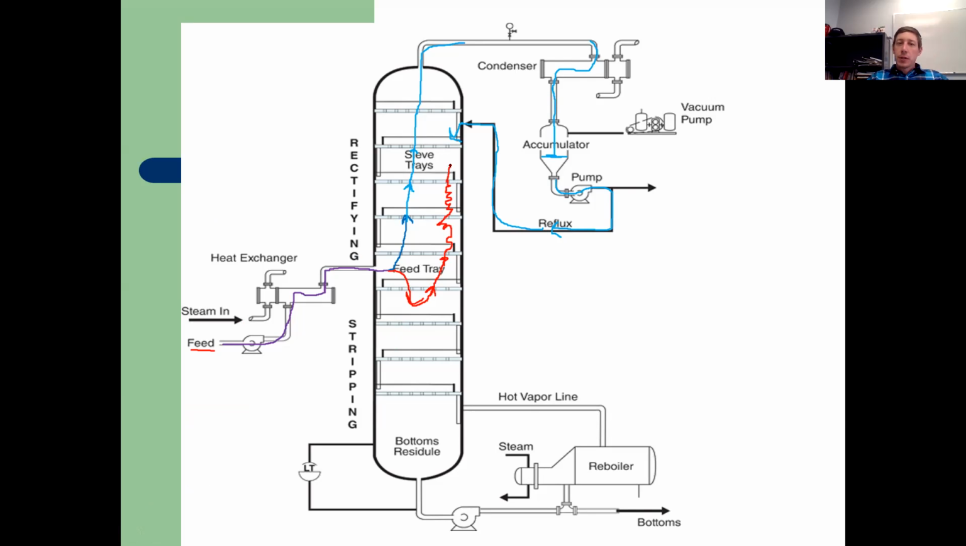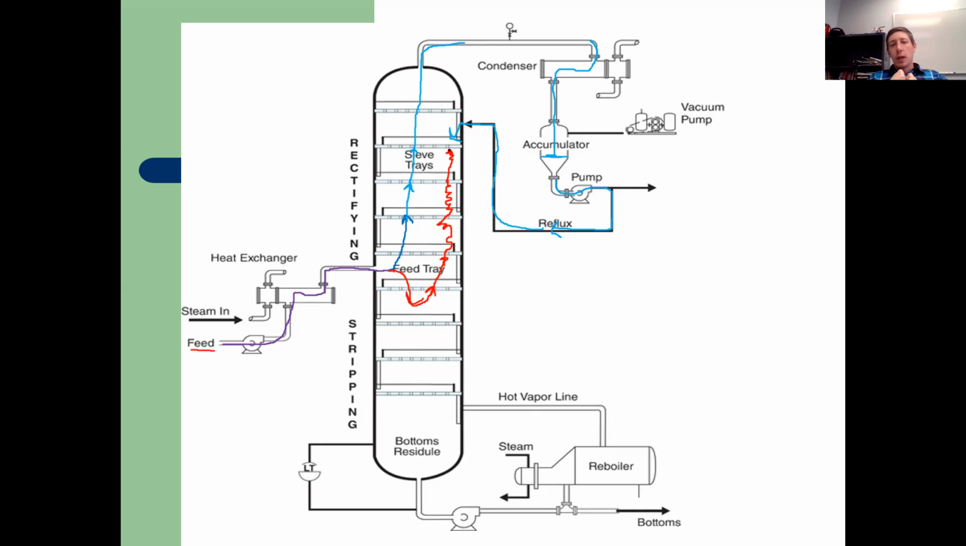But what happens is these heavy components work their way up eventually to this tray right here, and then it gets hit with a big roadblock. That roadblock is this cooled product. This cooled distillate is on top of this tray. And so this tray is way too cool for this heavy component.